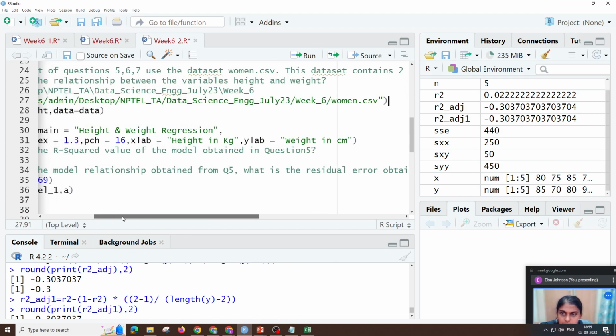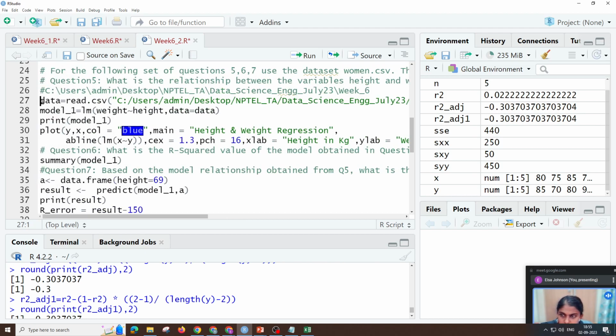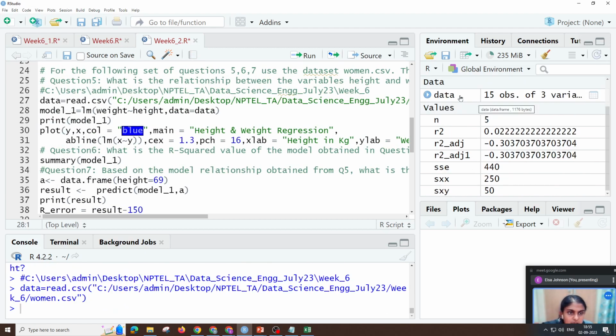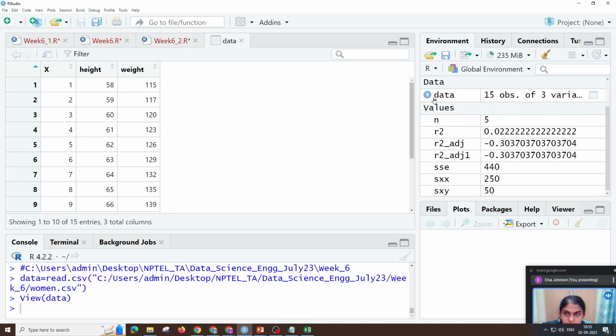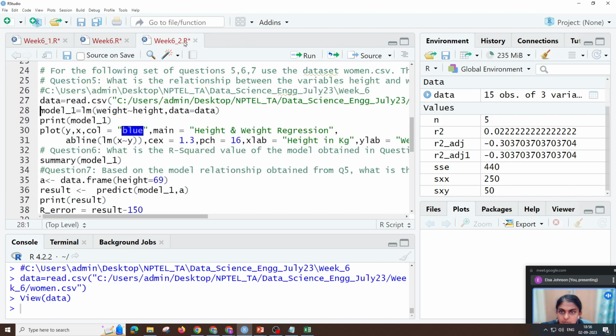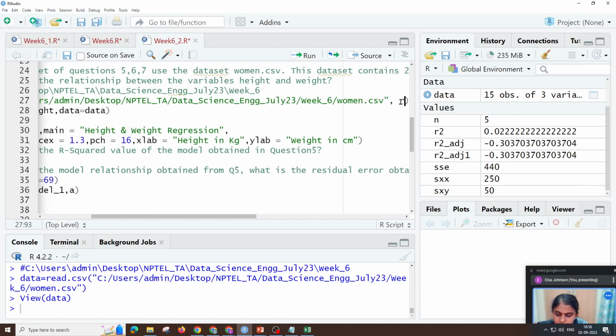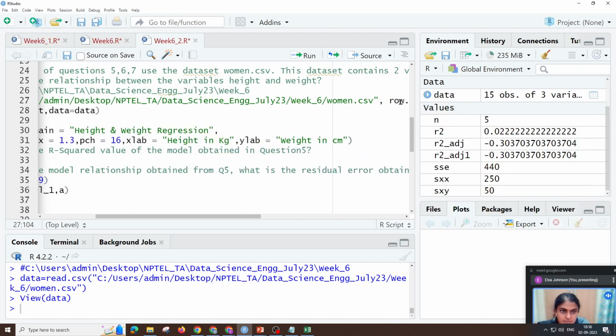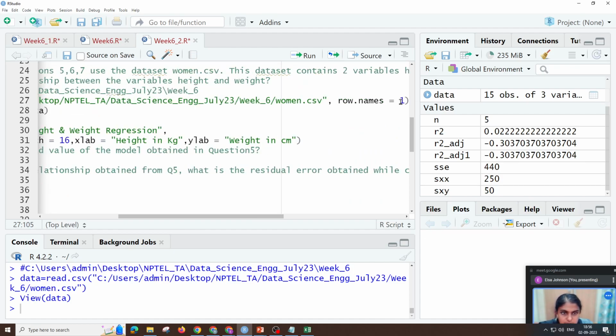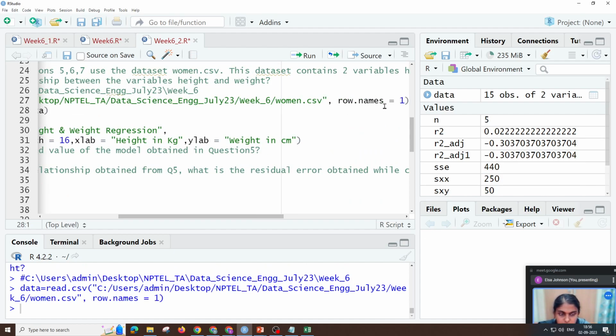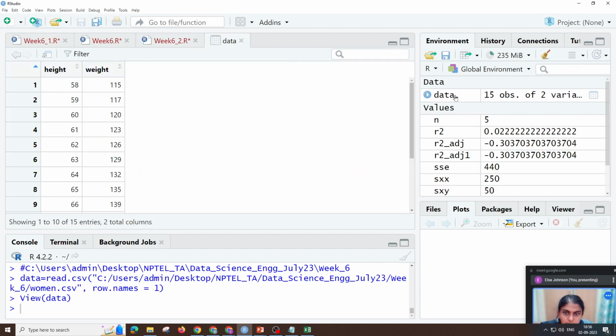Okay, so this is the thing. If you load like this, then I have read into data, so data will be coming like this. One x value, and one extra column is there for the number of observations, which you can avoid by giving row dot names equal to 1. If you give that and give the value, then you will get height and weight simply.